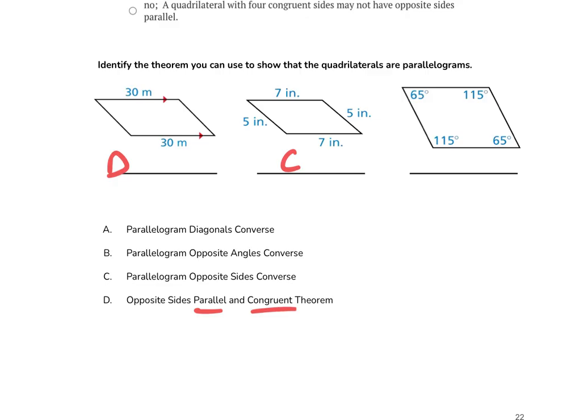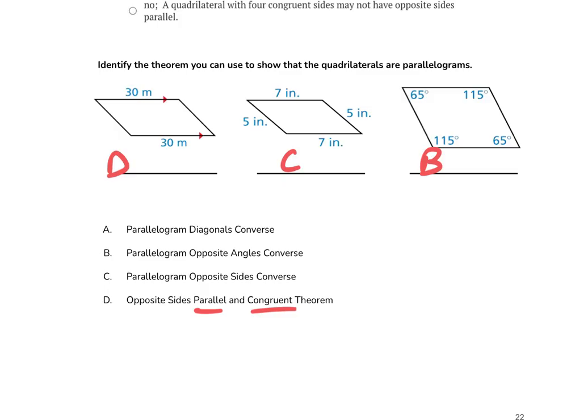Pay attention to what's being given. Here, what are we given? We don't know any information about sides, right? What do we know? The angles, right? And what do we know about angles? What's true about these opposite angles? These two angles are congruent. These two angles are congruent, right? So we have two pairs of opposite angles congruent. So this would be B. Both pairs of opposite angles are congruent.